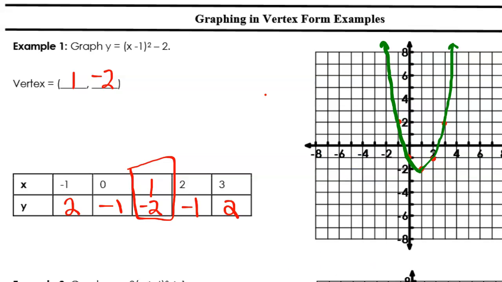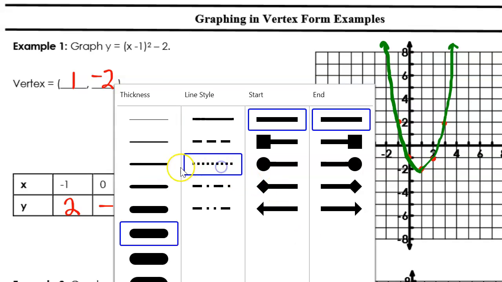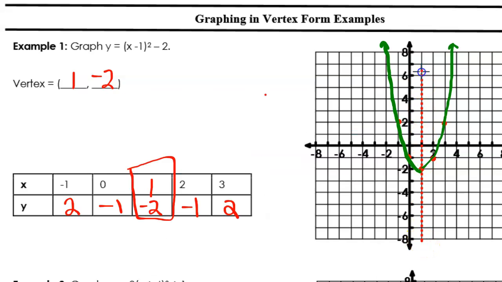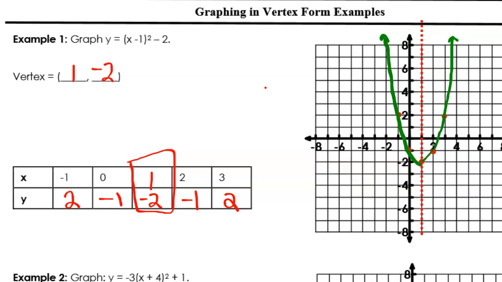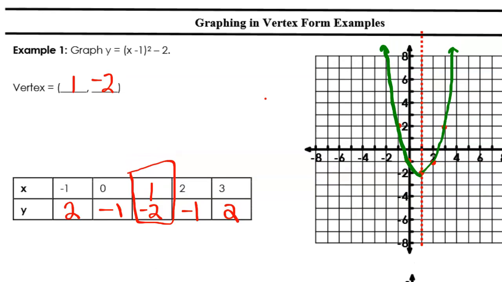I'm going to try and draw the axis of symmetry here. The axis of symmetry would be right here at x equals 1. And see how it's a mirror image on both sides. Okay. Graphing in vertex form. That's what that's all about. Now you know how to do it.